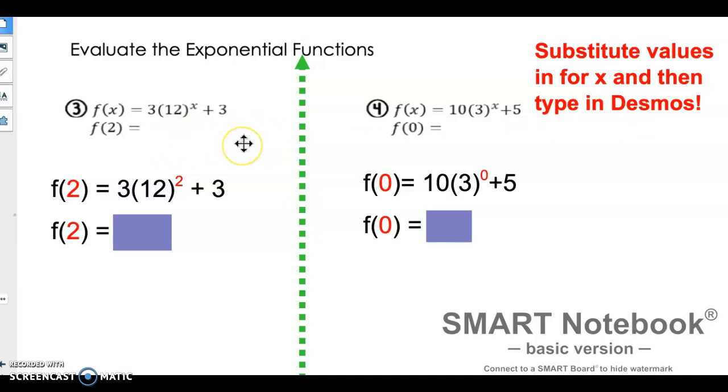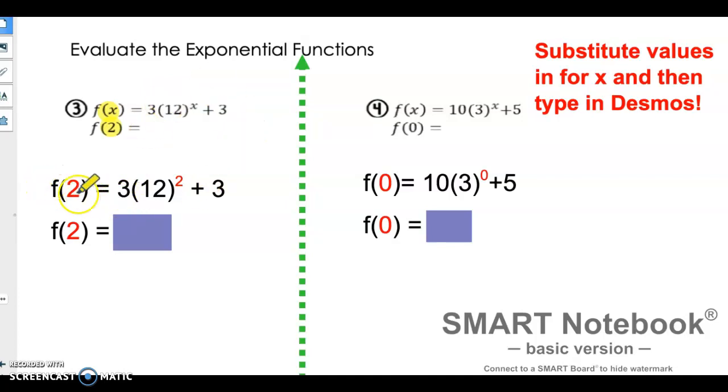Number 3 says f of x is equal to 3 times 12 raised to the x plus 3. Find f of 2. So if you look at here, the 2, let me get my highlighter, is in the same spot as the x. So what this is saying is we need to take our function f and evaluate it for an input of x equals 2. So all we're going to do is everywhere we see an x in our original function, we're going to replace it with a 2.